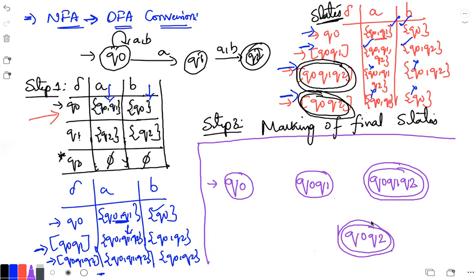Yes, sir. Now, see the transition function. Q0 on A, what is it showing? Not Q1. So Q0 on A goes to {Q0, Q1}. Q0 on B is Q0 only, itself, self-flow. Come to the new state. {Q0, Q1} on A goes to {Q0, Q1, Q2}. {Q0, Q1} on B is not Q2.